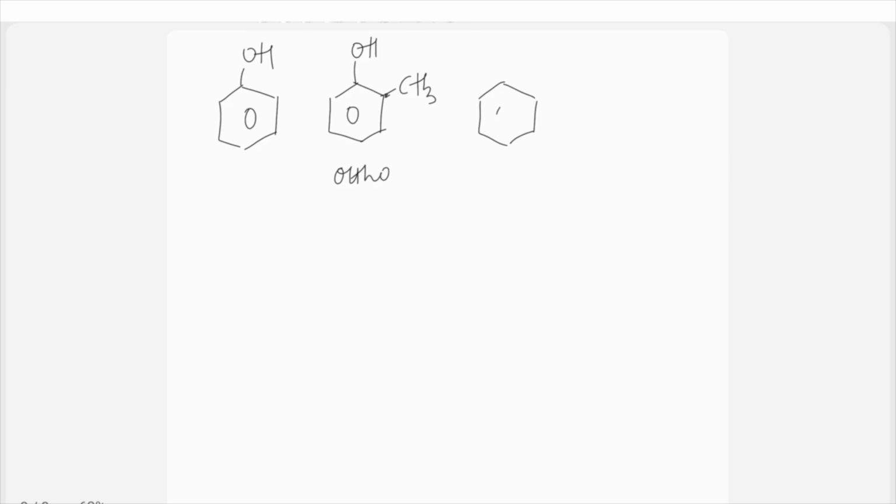Let us see one electron releasing group example also. So there's phenol, there's orthocresol, this is ortho, then there is metacresol, this is meta, and there is paracresol.